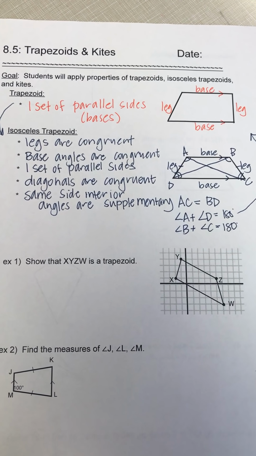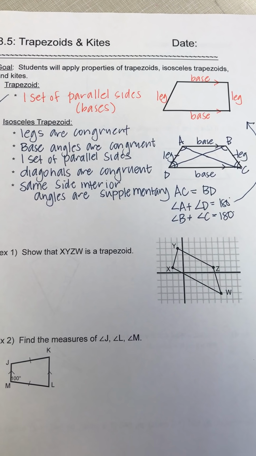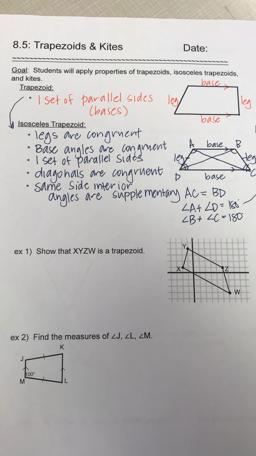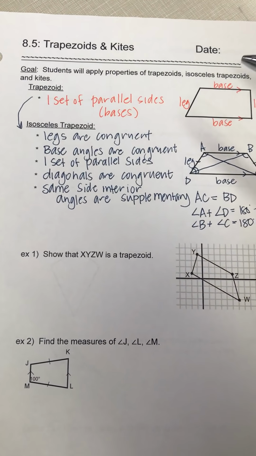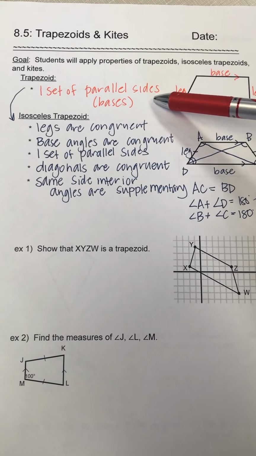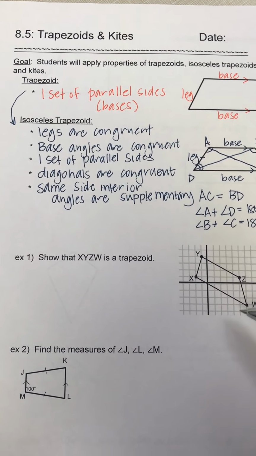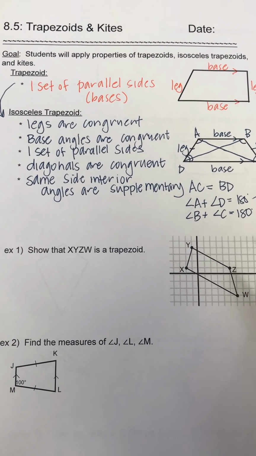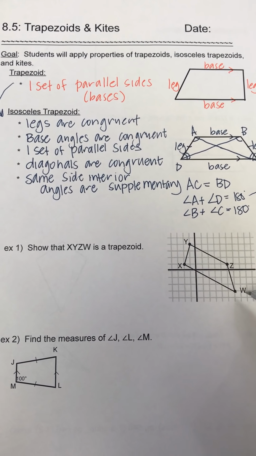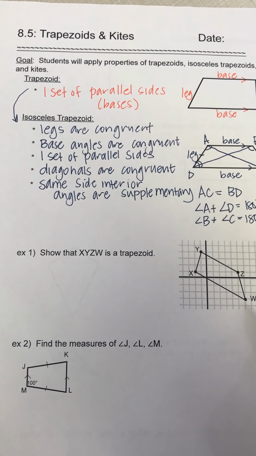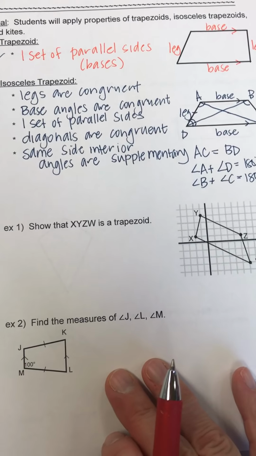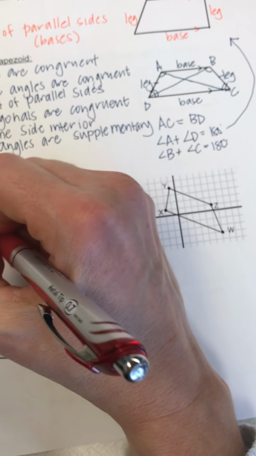All right, so in this next problem, they want us to show that this shape is a trapezoid. Now, it doesn't necessarily say an isosceles trapezoid, so all we need to show is that we have one set of parallel sides. Hopefully you look at this and you can kind of tell what you think is going to be parallel. I think that YZ is going to be parallel to XW. So I'm going to check the slopes of each of these.